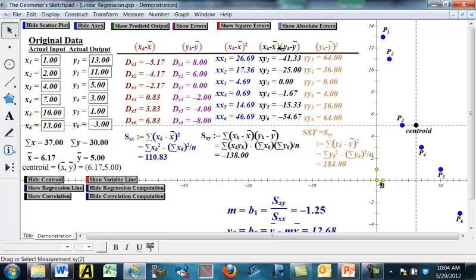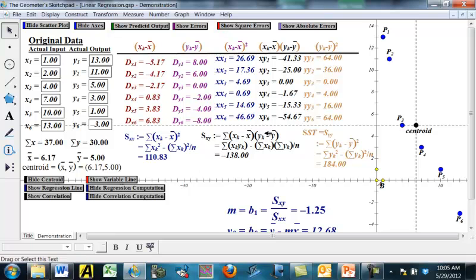And then we add up these three columns. So we add up the xk minus x bar squares. We're calling that S sub xx. That's the sum of the squares of the deviations of our individual points from the average x. In this case, that's 110.83 when you add up all these blue numbers right here. Add these numbers up, and you get this number down here.